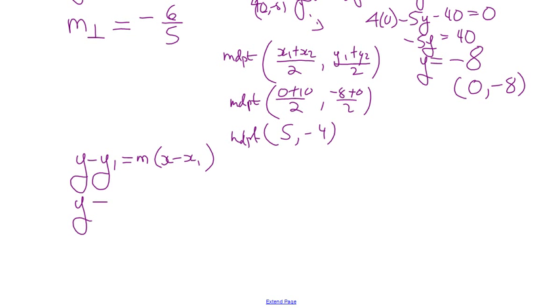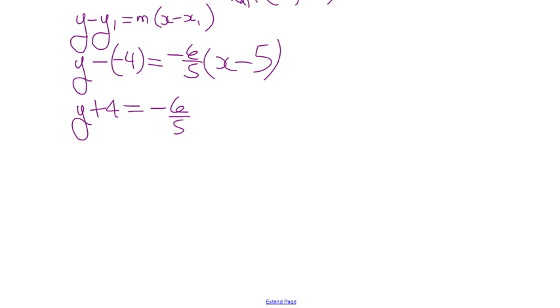Okay, so it's y minus negative 4 is equal to negative 6/5 (x minus what? 5). Okay, so y plus 4 equals negative 6/5 x, minus, nope, plus what? 6. What's the next thing you want to write? y equals negative 6/5 x plus 2. Now, is that slope-intercept form, is that the slope we wanted? No. Is that the equation we wanted? No. So what do we do?